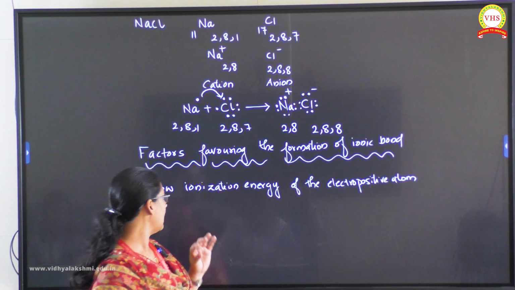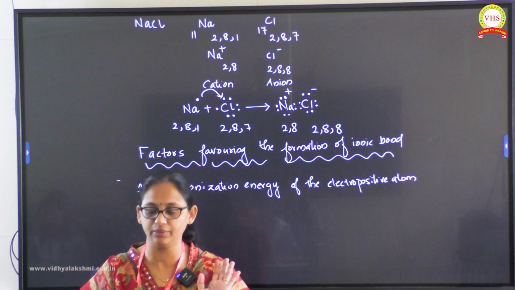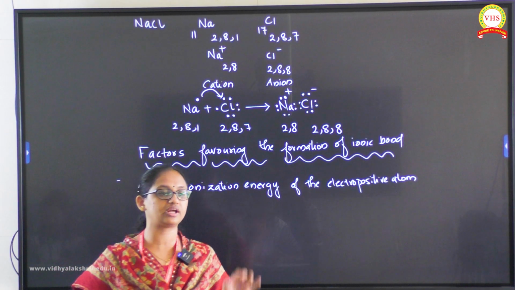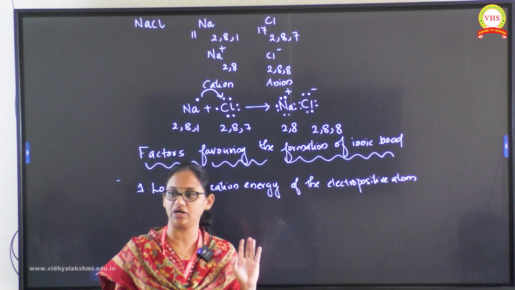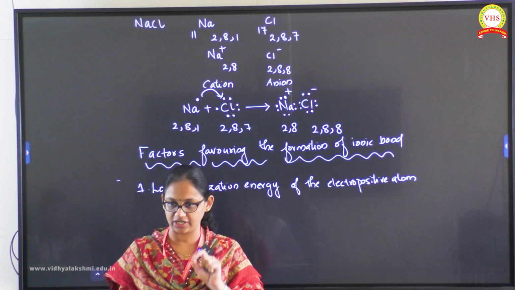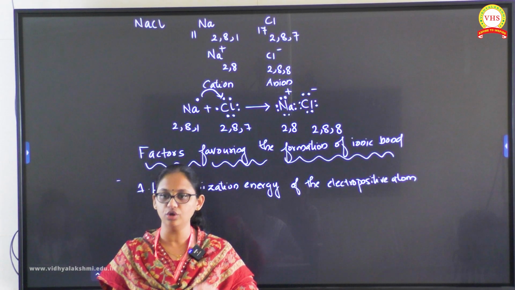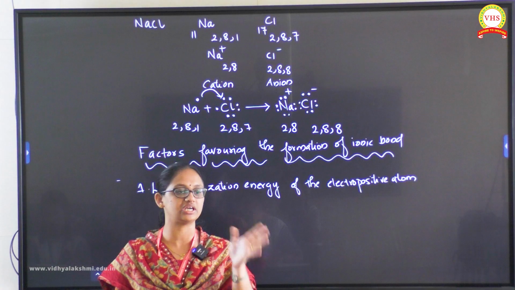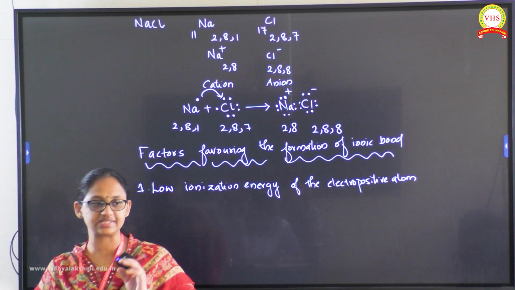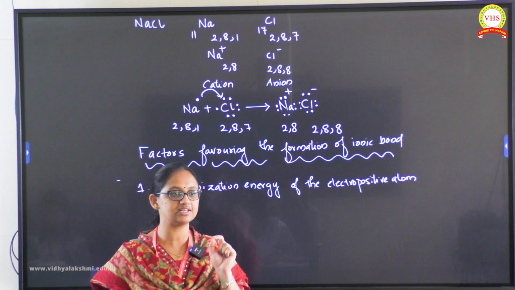What do you mean by ionization energy? The energy required to remove the most loosely bound electron from a neutral gaseous atom is called ionization energy. Low ionization energy means a very small amount of energy is required to remove the outermost electron. You know that in the periodic table, on the left side, the ionization energy is low.